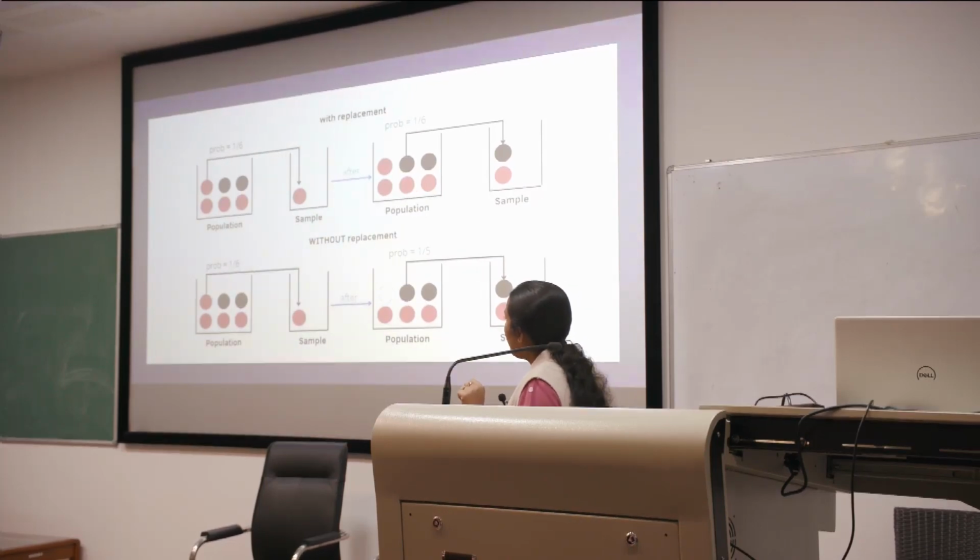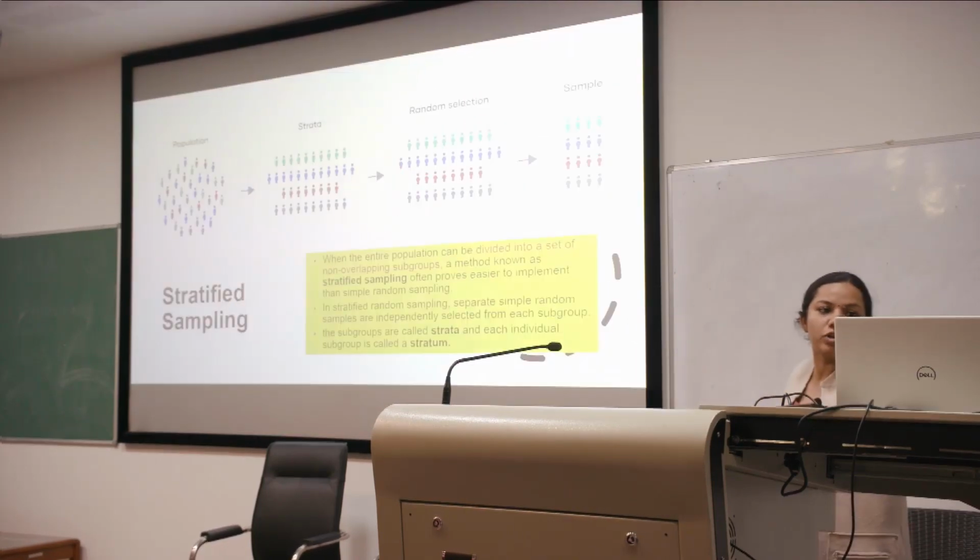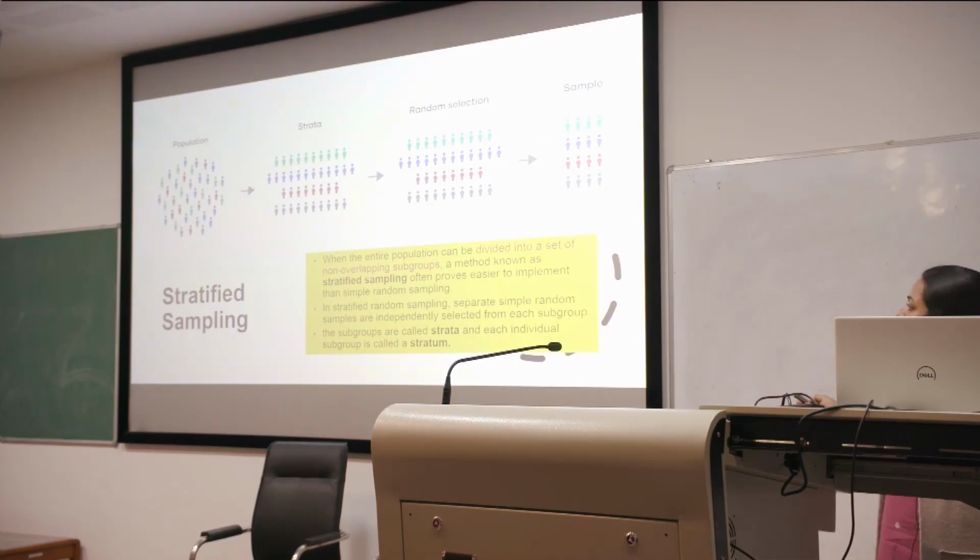And here it is without replacement. This one is vacant. Once it is taken, they are not keeping it back. So what is the probability of the second ball? It is 1 by 5. So this is called with replacement and without replacement. Stratified is also clear, right? This is the entire population, considered as one kind, and this is called a stratum, and within the stratum we are doing a random selection.